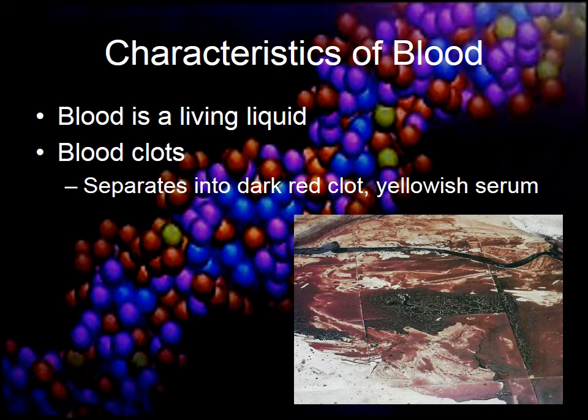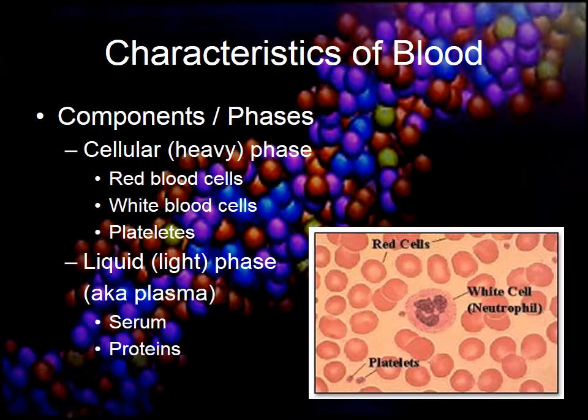Blood also thickens over time. It tends to clot, and it separates into yellowish serum and the clot, which hardens. So we can find blood in various forms. Red blood cells, white blood cells, and platelets are the heavy phase, and we don't need to memorize these for testing purposes or anything in that matter. But just looking at the components of blood, the light liquid phase is also known as plasma and contains serums and proteins.